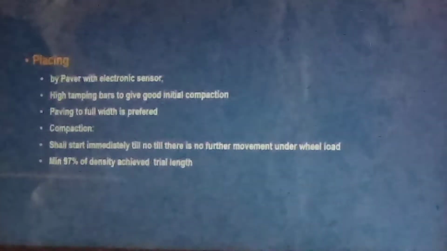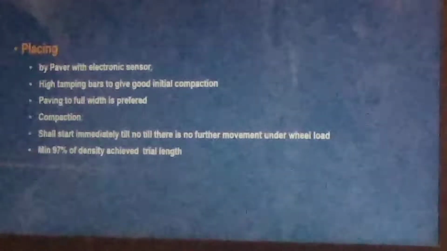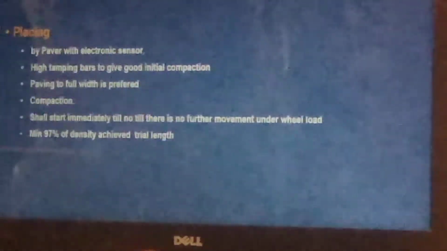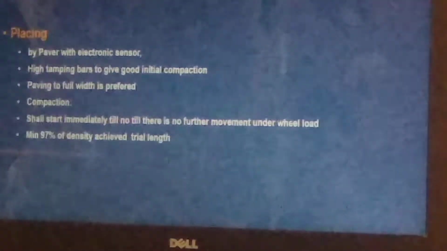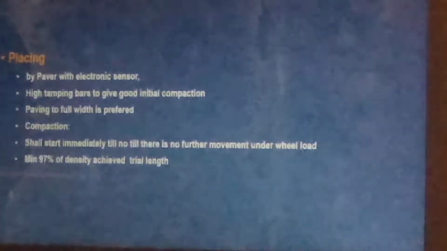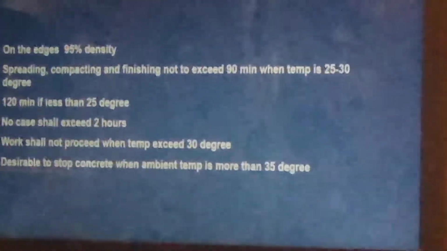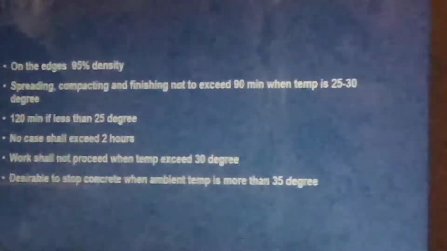That is preferred. Once the paving is done, compaction shall start immediately, till there is no further movement of the mix under the wheel load. The minimum of 97% density is to be achieved. On the edges, you can lower it by 2%, that means 95% field density you can achieve.